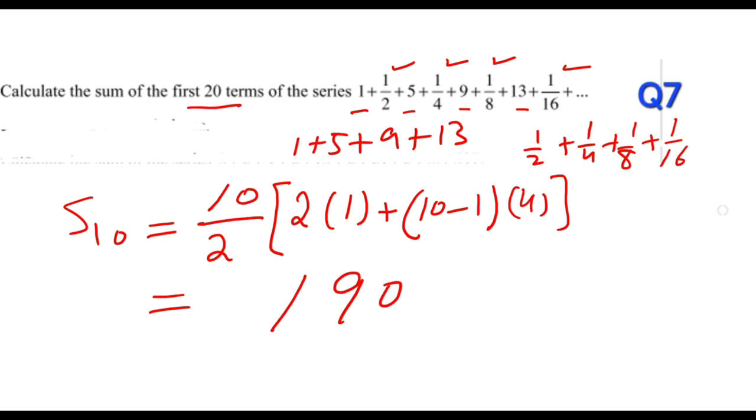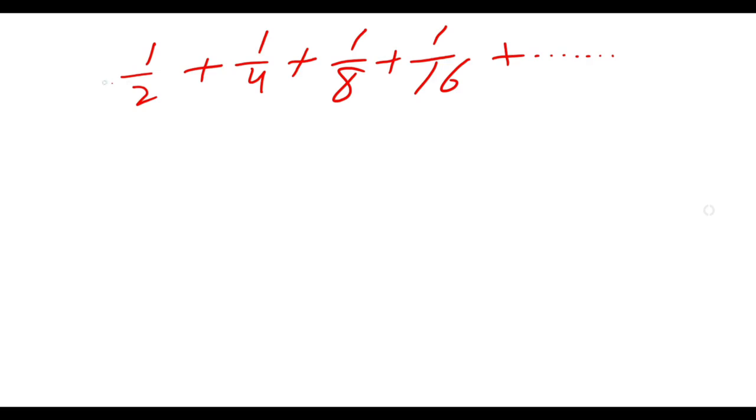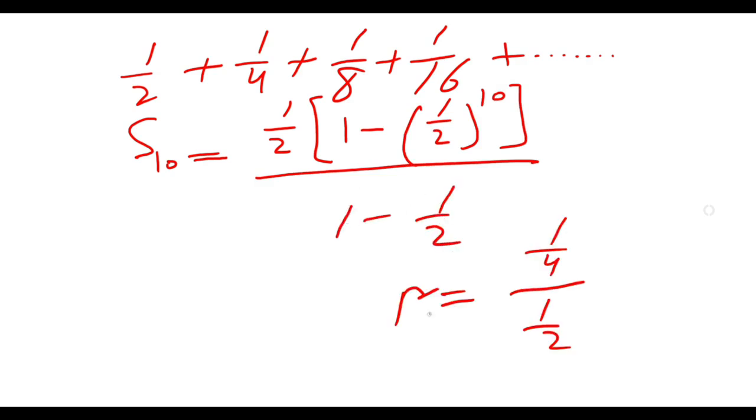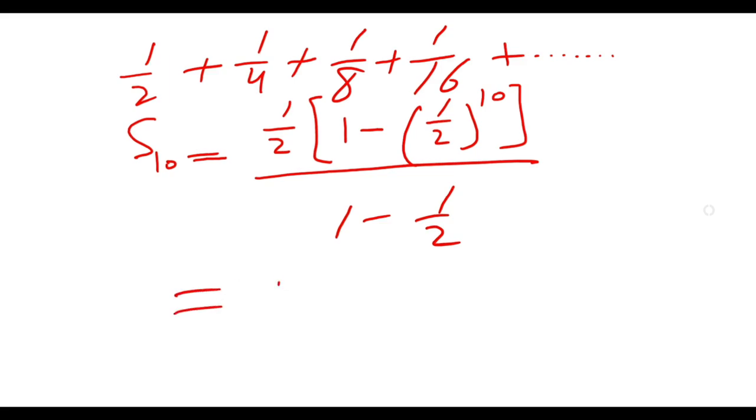Now I'm going to use the geometric series sum formula. S10 is equal to 1 over 2, times big bracket 1 minus the ratio, 1 over 2, to the power 10, close bracket, over 1 minus 1 over 2. The ratio you will find by 1 over 4 divided by 1 over 2, and the answer is 1 over 2. I use my calculator. The answer is going to be 0.9990.